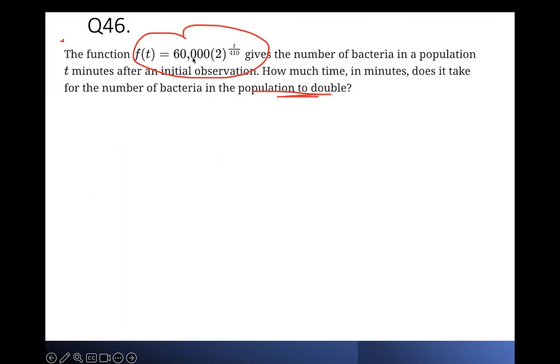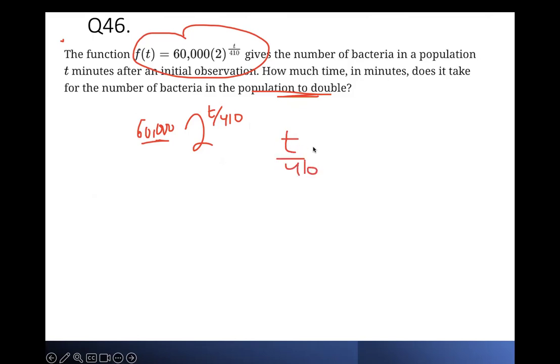f of t, 60,000, 2, and then t over 410. The equation is going to double if the exponent is 1. Look at it, t over 410. At the initial, t is equal to 0. Therefore, 2 raised to the power 0 is 1, and you have the same as the initial. To double it, you need the 2 to be raised to just 1, to multiply the initial. Therefore, this whole exponent has to be equal to 1.